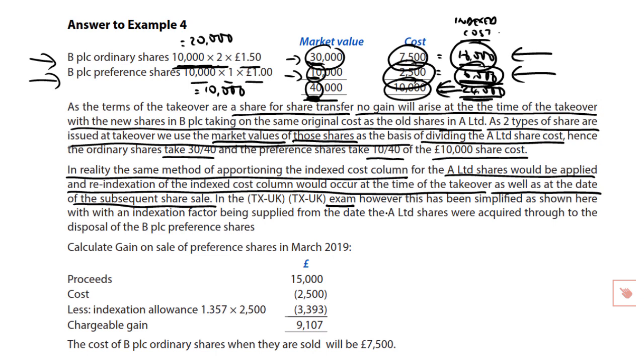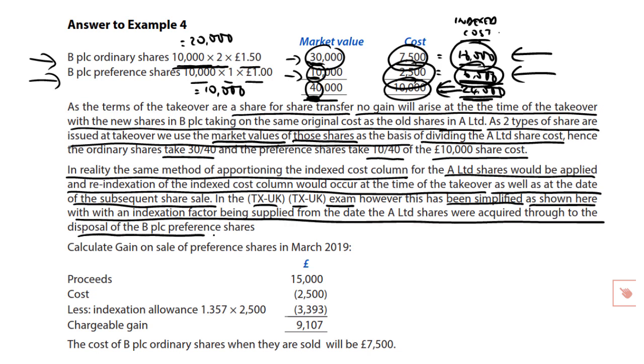In our Tax UK exam, however, this has been simplified. We do love it when the examiners simplify things for us. Very good news. As shown here, with an indexation factor being supplied from the date the A Limited shares were acquired through to the disposal of the BPLC preference shares.